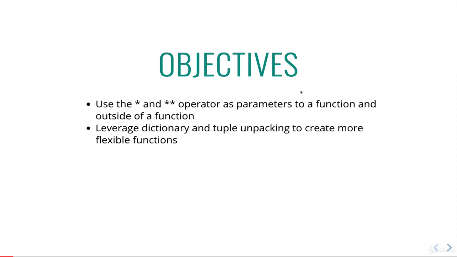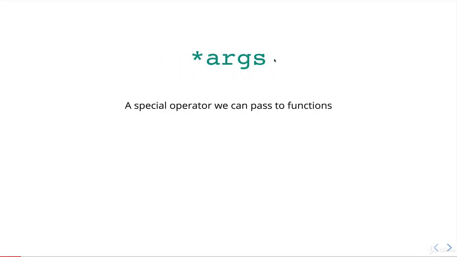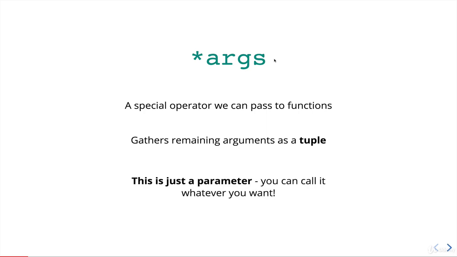Let's start though in this video by talking about the single star operator and what it means in regards to functions and parameters. Often called star args, it's just a special operator we can pass to our functions as a parameter, and it will gather all remaining arguments as a tuple. So just a single parameter, we can call it whatever we want as long as it starts with a star. I'll show you some other names you could use, but the standard name is star args, but it's not the only way you can use it. What has to be there is the star, and what comes after is conventional, but we can talk about some other options.